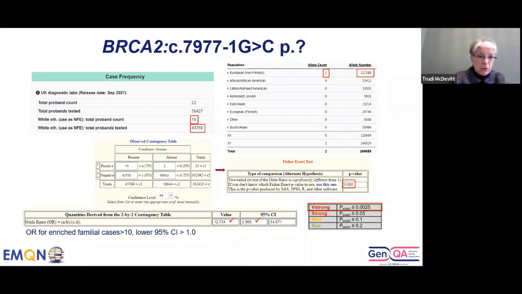Now, the odds ratio is really important here because the cases on the UK database include a lot of historical cases that would have been ascertained when family history information was critical, and there was strict criteria for selection for testing. So therefore, we consider it enriched familial cases, and the OR is therefore set at stringent greater than 10 and lower 95% confidence intervals of greater than 1. So you can see that these have been reached for this variant, and this result allows you to use PS4 at a very strong level for this particular variant.